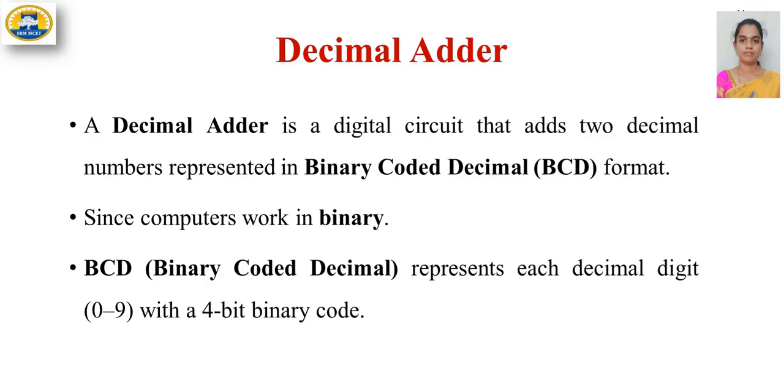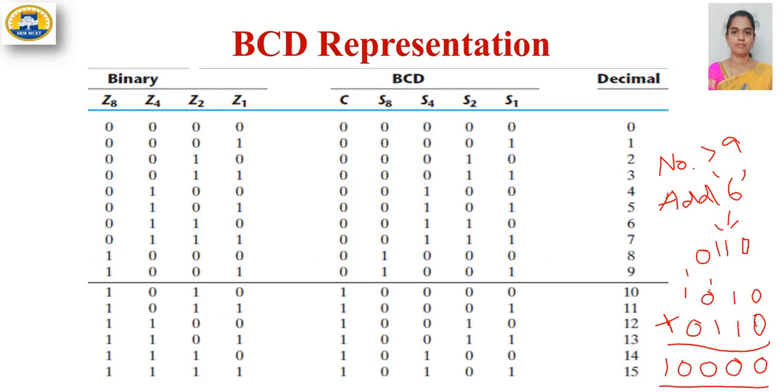Since computers deal with binary numbers, BCD represents each decimal digit, that is from 0 to 9, with a 4-bit binary code. Here is the binary and BCD representation for the decimal numbers 0 to 9. On comparing, binary and BCD representations are almost the same for the numbers from 0 to 9. But when the number exceeds 9, the binary representation is invalid for BCD. If the number exceeds 9, we have to add 6, that is 0110, to that particular binary number.